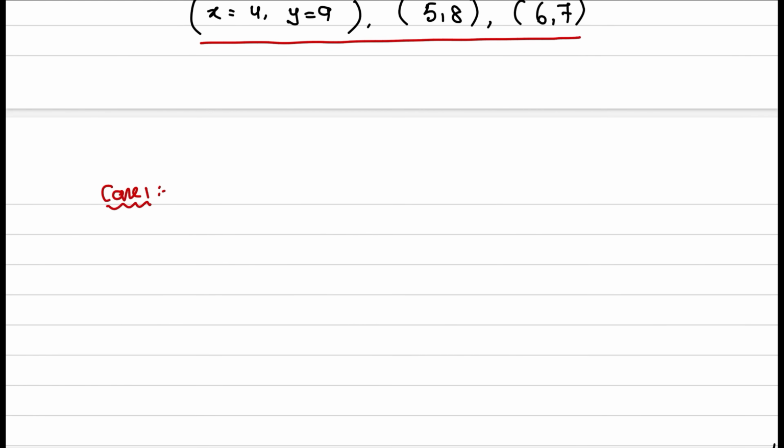Mathematics can be understood and will be easily done in the examination when you do it on your own. I will show the path, I will show the concept, you do case 2 and case 3 on your own. Case 1, let me say x is equal to 4, y is equal to 9. That means last digit of a to the power of 2025 is equal to 4 and last digit of b to the power of 2025 is equal to 9.